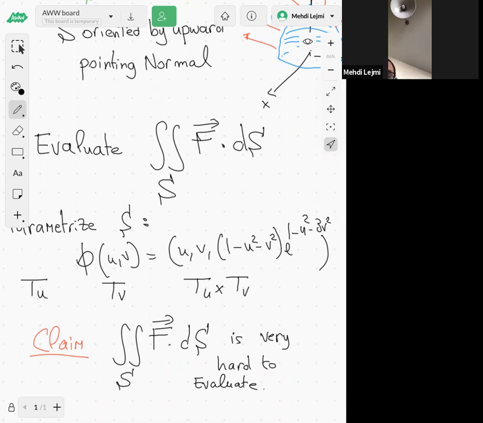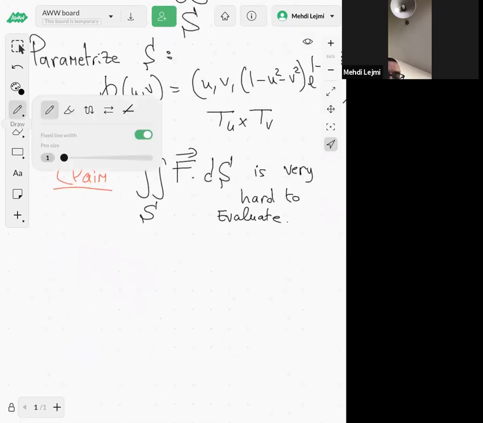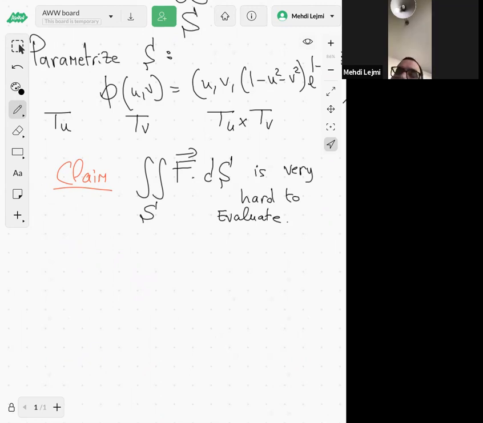Okay. I can give you an idea why. You can write down your f along S, you can write down your tu cross CV, but then you're going to end up with a very ugly and very complicated integral. Okay, so that's what I'm saying.